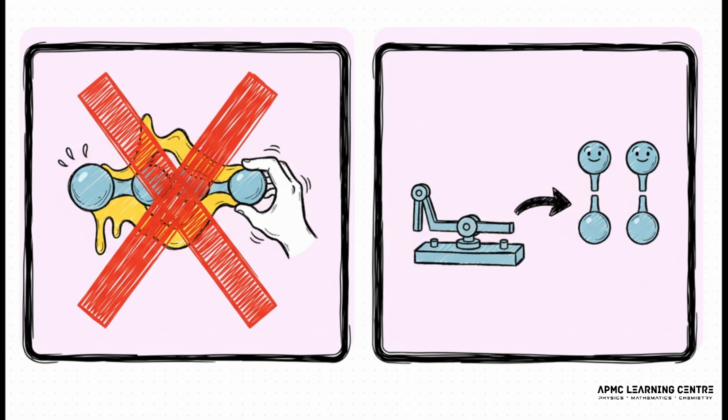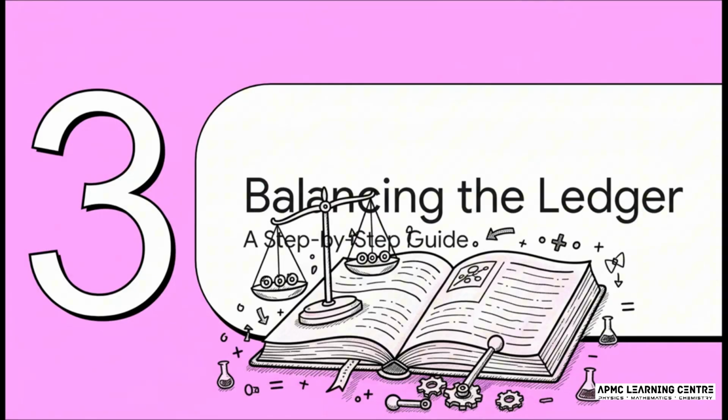On the right, we have coefficients. Now these are your levers. These are the big numbers you put out front, and they act like multipliers. They let you change the quantity of something without changing what it is. And that is exactly how we're going to balance our ledger. Okay, enough talk. Let's actually put this into practice. We're going to tackle our first ledger and put those levers to work.